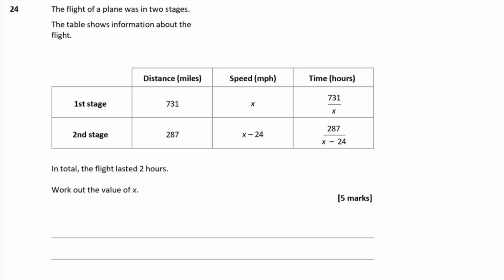The flight of a plane was in 2 stages. The table shows information about the flight. So the first stage of the journey, the distance travelled was 731 miles, the speed was x, and the time in hours was 731 over x.